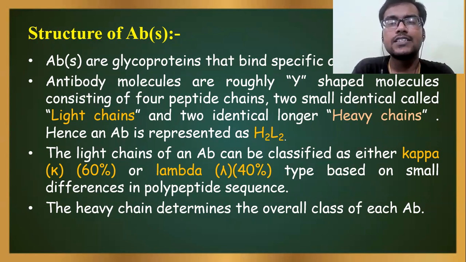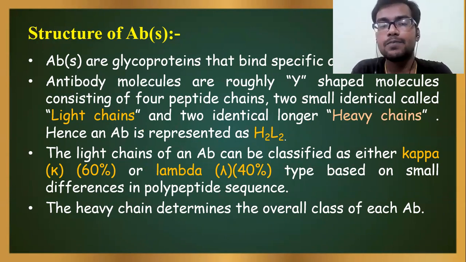The four polypeptide chains can be divided into two types. Two small identical chains are known as light chains, and two identical longer chains are known as heavy chains. Hence, the antibody can be represented by H2 L2. The light chain of the antibody is formed by either kappa or lambda. The antibody never possesses both kappa and lambda sequences. Either it contains kappa or lambda.